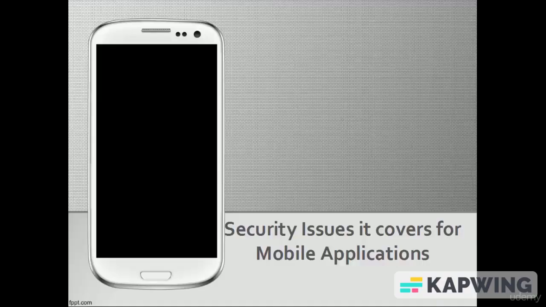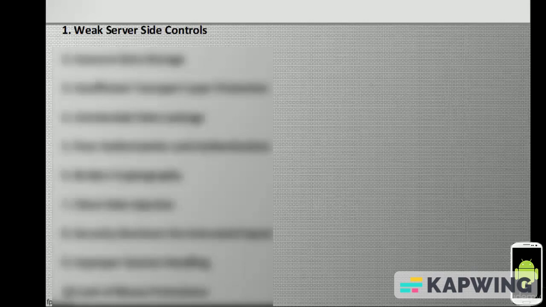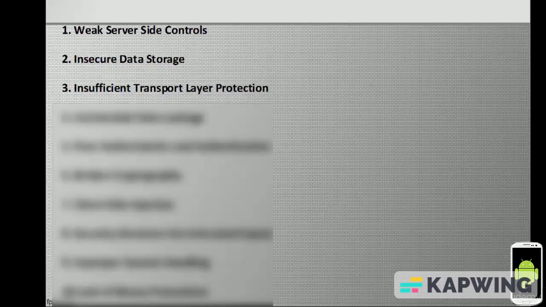Welcome. In this video we will see the top 10 security issues for mobile applications. The first one is weak server-side controls. Second one, insecure data storage. Third, insufficient transport layer protection.